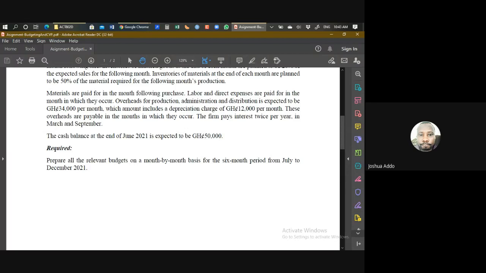The firm pays interest twice per year, in March and in September. The cash balance at the end of June 2021 is expected to be 50,000 Ghana cedis. Required, prepare all the relevant budgets on a month-by-month basis for the six-month period from July to December.